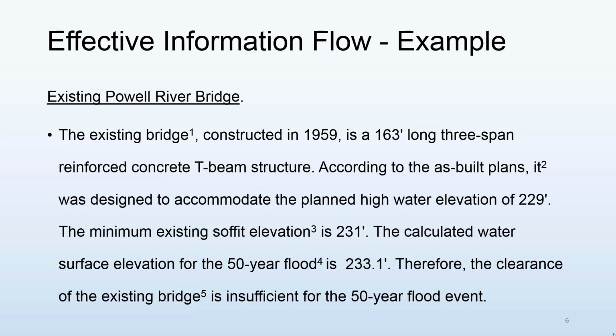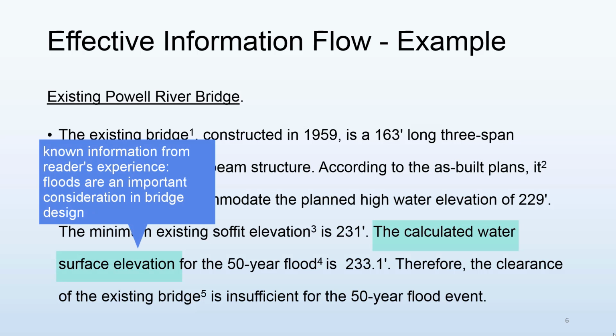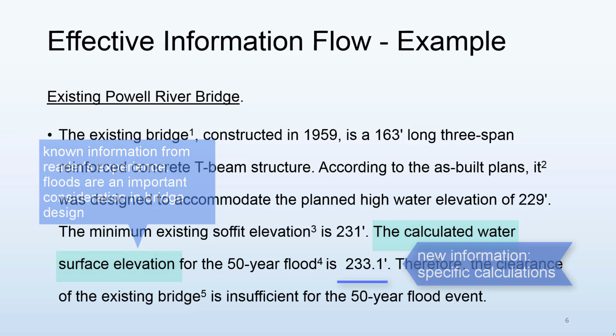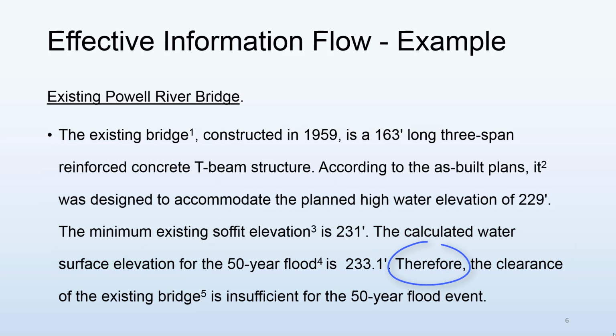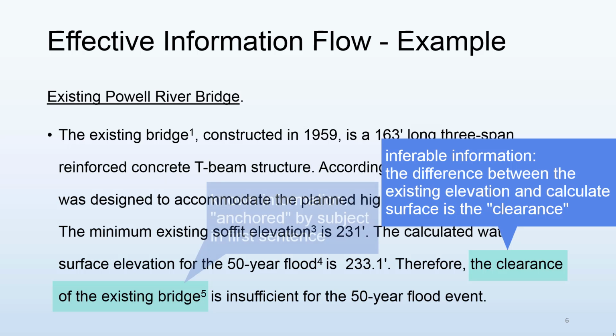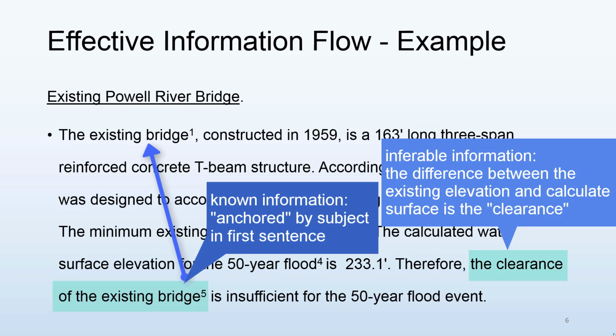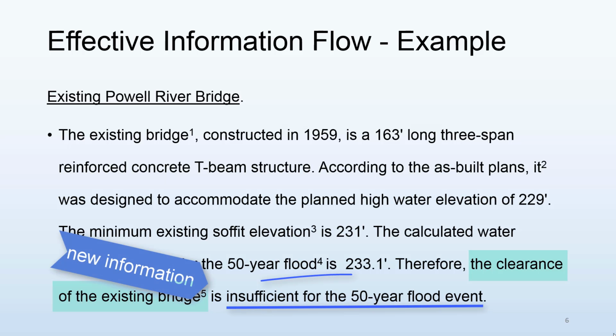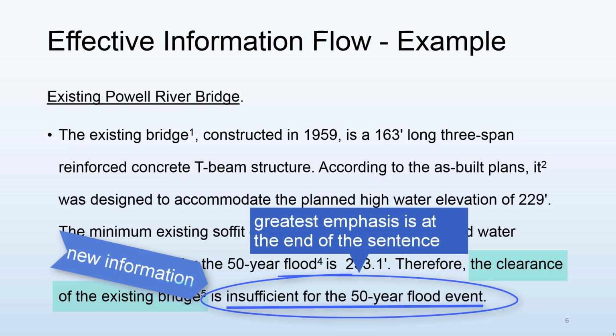Sentence 4 begins with information that is new in the text but known from the reader's experience, which is that elevations of floods are an important consideration in bridge design. Sentence 5 begins with the connecting word that marks the concluding interpretation. The subject is also inferable. The subject of sentence 5 is also anchored by the known existing bridge from sentence 1. This sentence illustrates the known-new principle well. The writer led up to the conclusion, putting it in the place of greatest emphasis, which is the end of the sentence and also at the end of the paragraph.